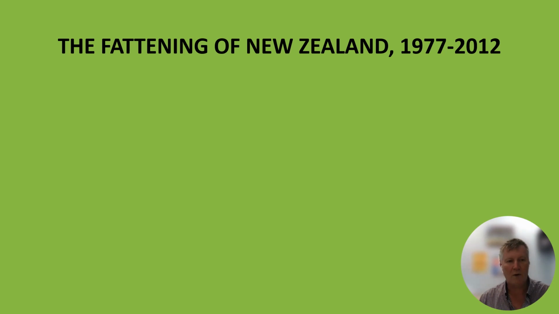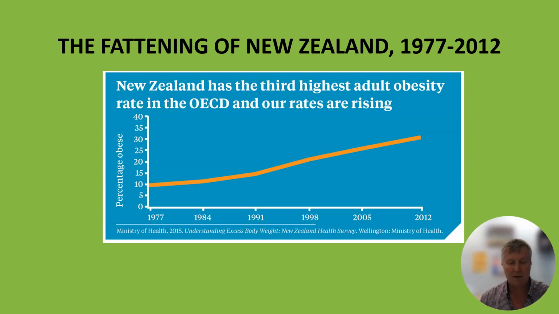Closer to home, we now come to the fattening of New Zealand between 1977 and 2012. In 1977, 10% of adults were obese. In 2012, touching on 30% of adults are obese. And this coincides with a low-fat diet that was introduced in the late 1970s.